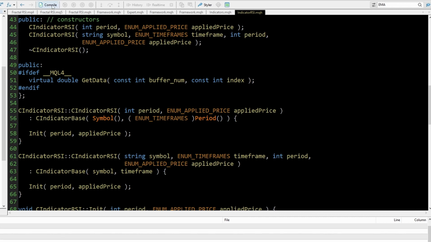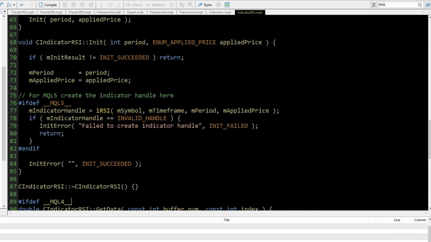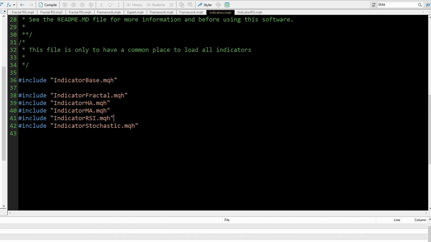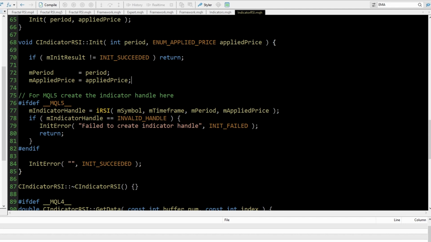I'll just quickly run a compile on that. So all my changes have worked, or at least as far as compiling. So that gives me an RSI class that I can use, and it's loaded by default through this indicator. So if I just load the framework, then I have the indicator RSI class available to me.